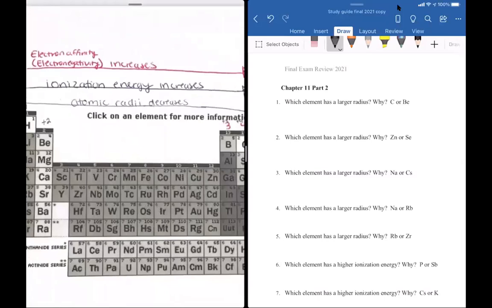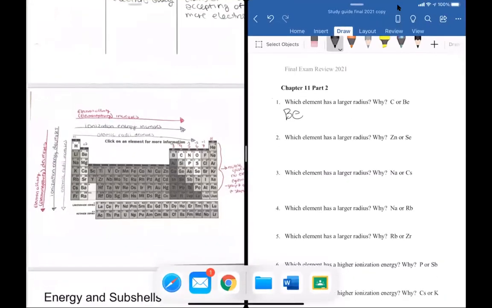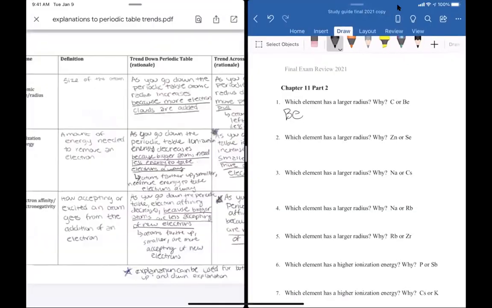Well, we know BE is bigger because that's closest to the left. BE is the bigger one because C is closest to the right, and as we go to the right, it decreases. Now, a lot of people for these explanations have been using the following: well, as you get closer to the right, it decreases, so that's why it's smaller. You can't use those explanations. The explanations you're using, like I said, are the ones that I just shared with you.